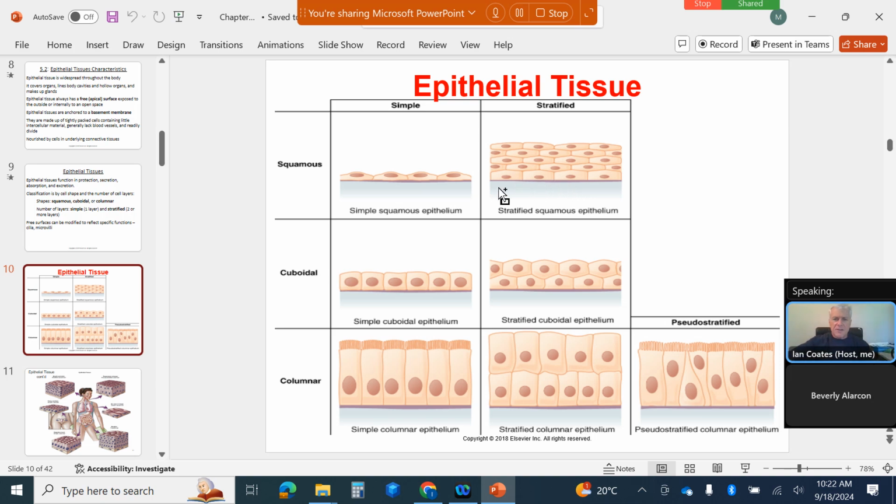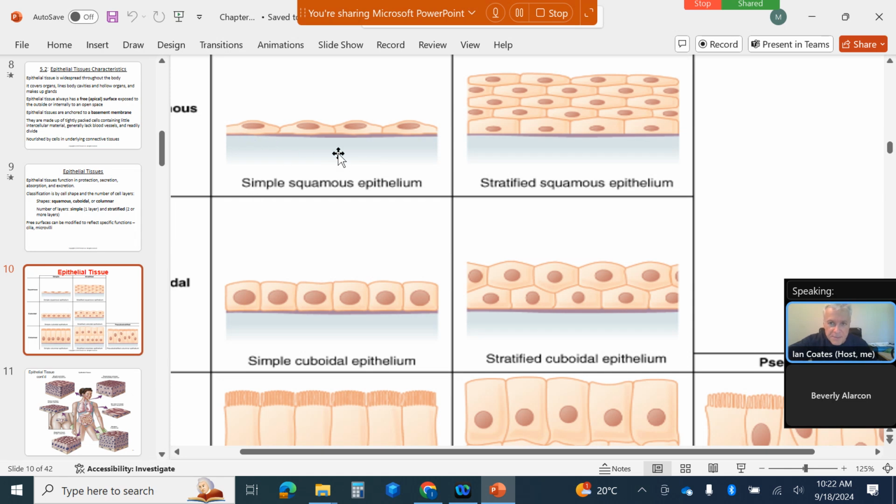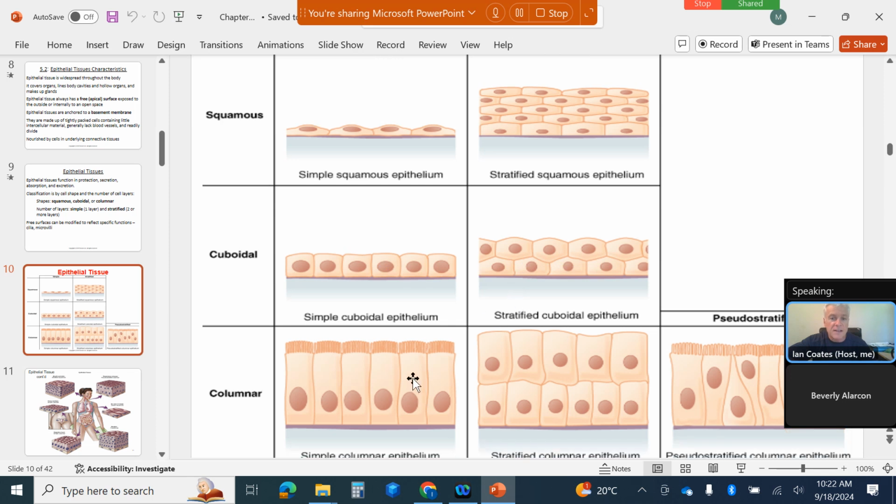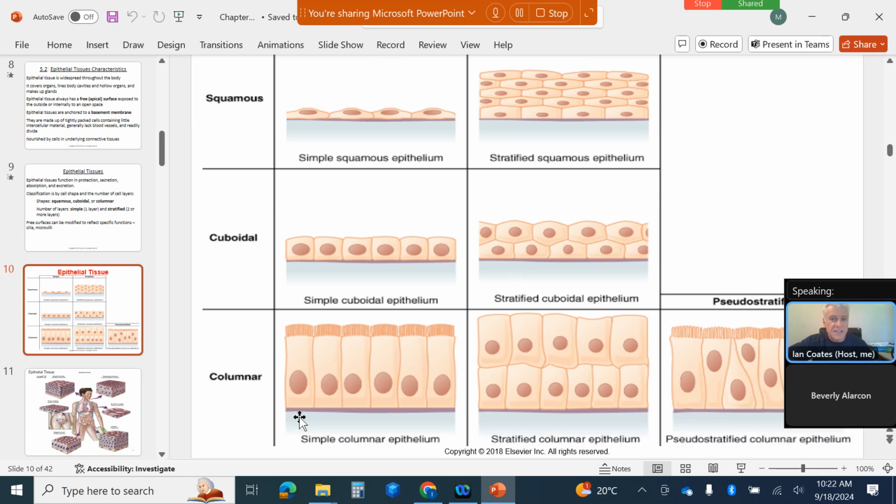But you'll see there that there's a basement membrane, and that's where all the nutrients are coming from. These cells all get fed by this basement membrane. You can have cuboidal, simple cuboidal, which is cube shaped. You can have stratified cuboidal epithelium. You can have columnar, simple columnar epithelial, columns. You can have stratified columnar, one on top of each other.